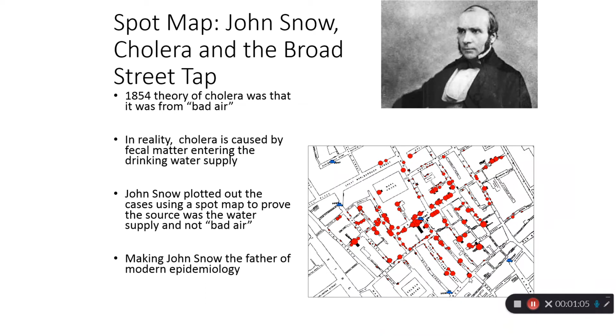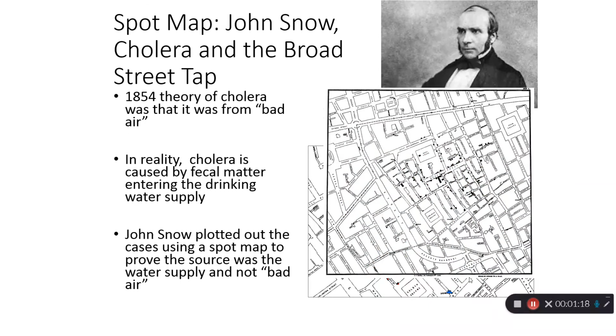John Snow plotted out the cases using a spot map to prove the source was the water supply and not the bad air. This makes John Snow really the father of modern epidemiology. Now we can see over here in this map a number of features, but I'll show you the original map first. This was his original map that he used to locate where the problem was.